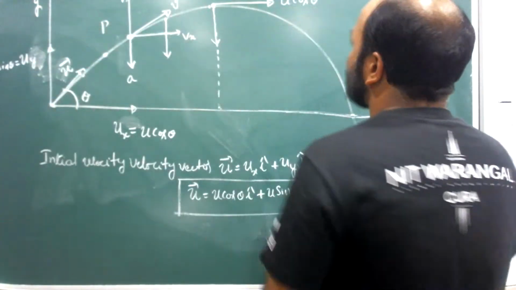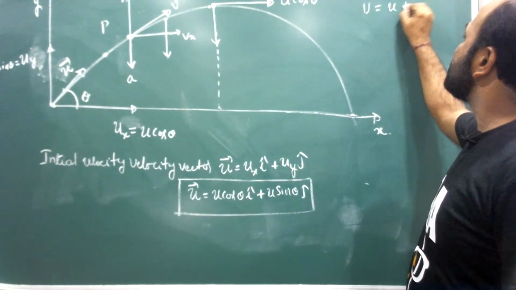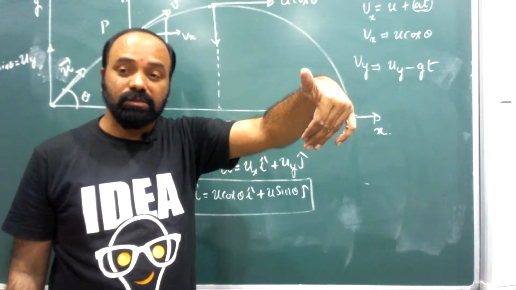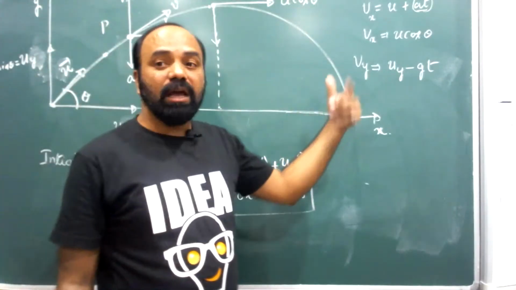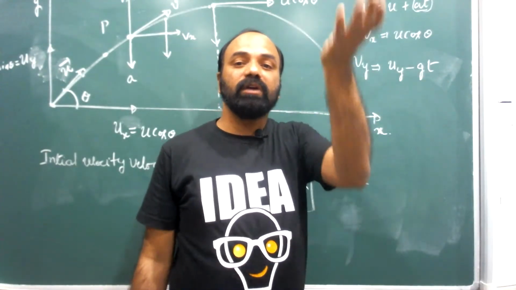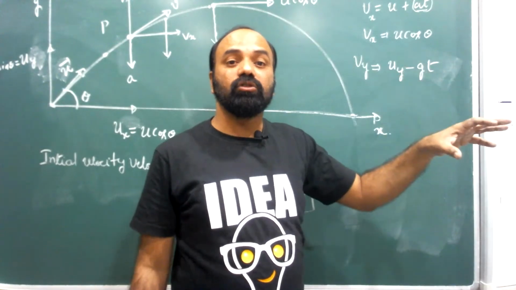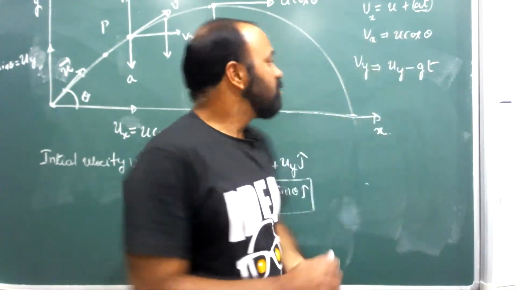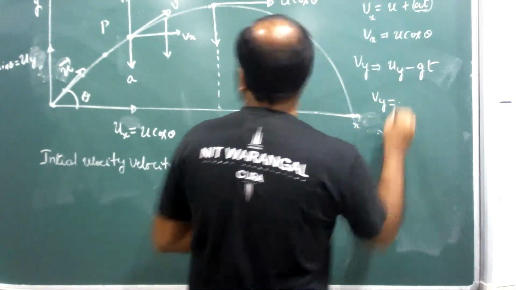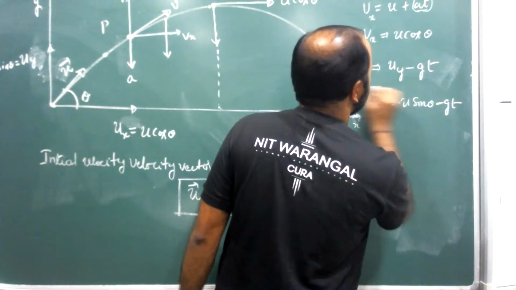To find the velocity of the body after t seconds, as usual we have a formula from the first equation of motion. V: the body is accelerated in the upward direction, but acceleration due to gravity is acting in the downward direction. So the acceleration of the body is exactly opposite, and that is why we take a equals minus g. When the body is moving upward, acceleration of the body and acceleration due to gravity both act in opposite directions. So we can write Vy equals, initial Vy is u sin theta, u sin theta minus gt.